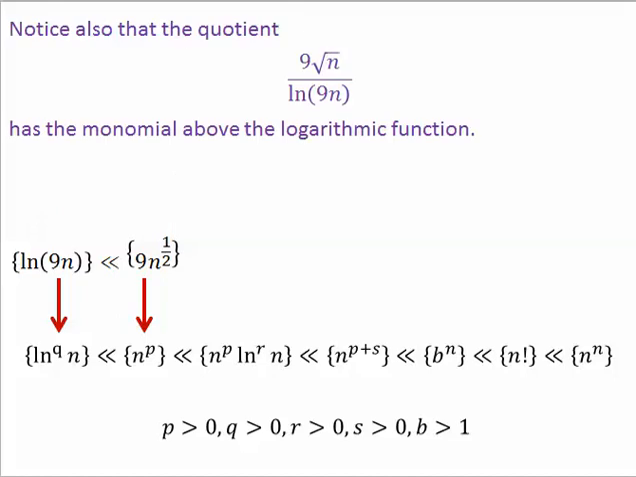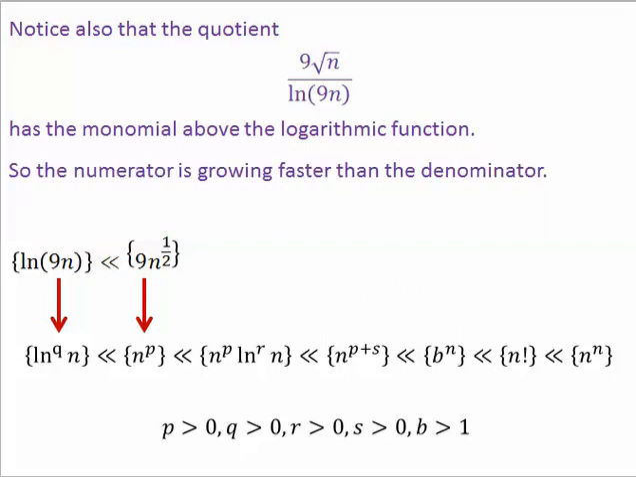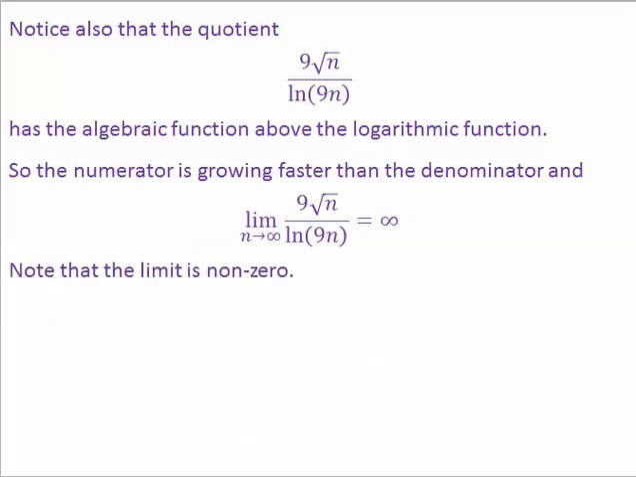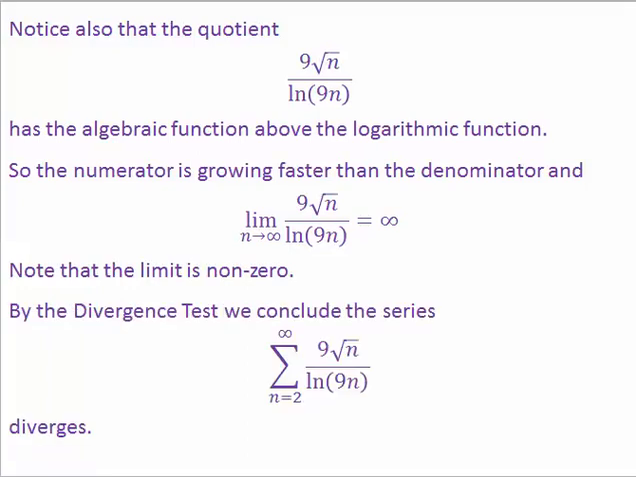Now the monomial, 9 times radical n, is on the top, and on the bottom is the logarithmic function. So we have a numerator that's growing faster than the denominator, meaning that if the numerator grows faster than the denominator, then the ratio is going to infinity by the growth rate theorem. And in particular, the limit is non-zero. And so by the divergence test, we conclude that the series diverges.